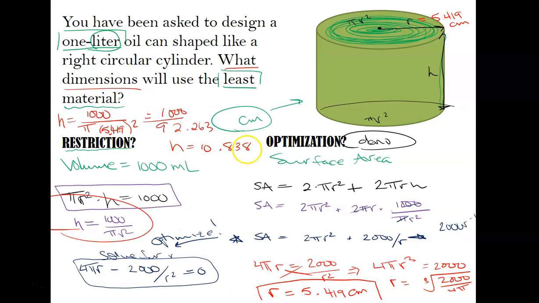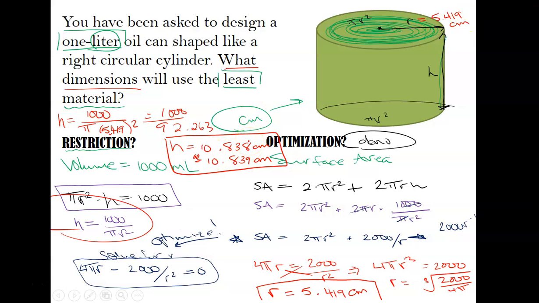10.838. The next decimal is a 5. So AP will also accept 10.839. It will allow you to round up. Either answer is okay. So we have a cylinder that is 5.419 across, radius, and 10.838 high.